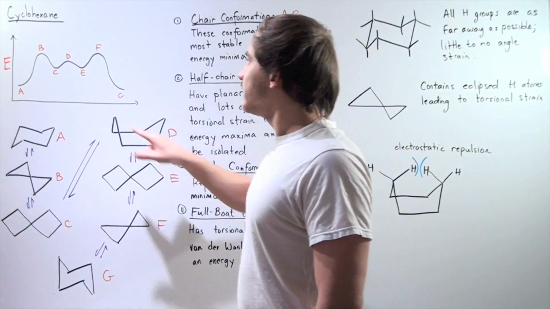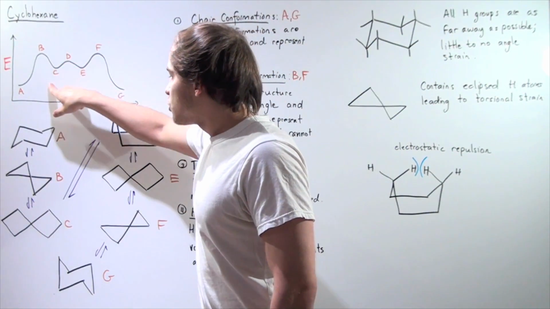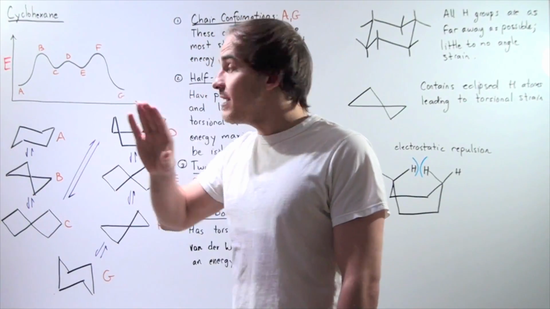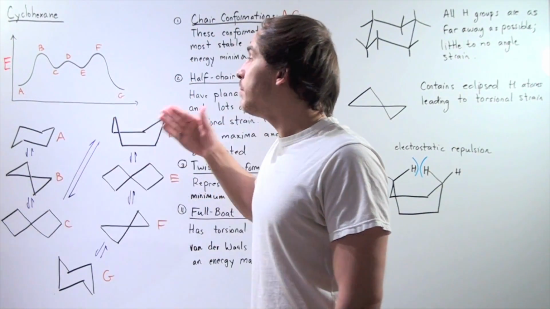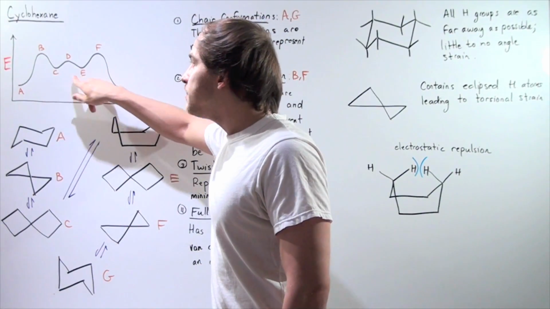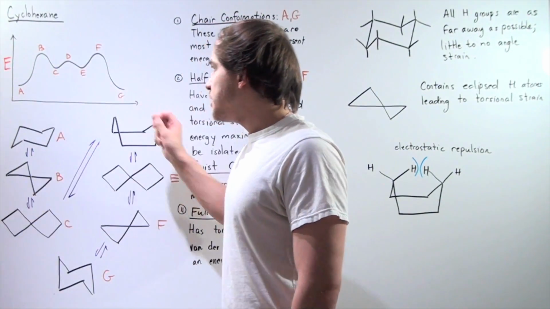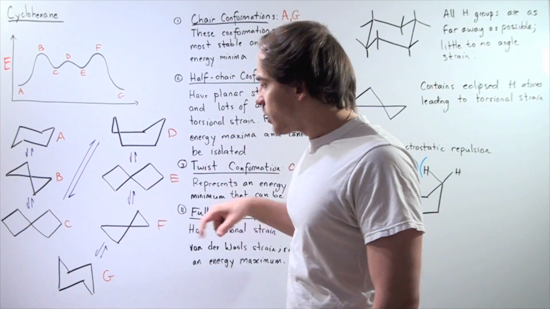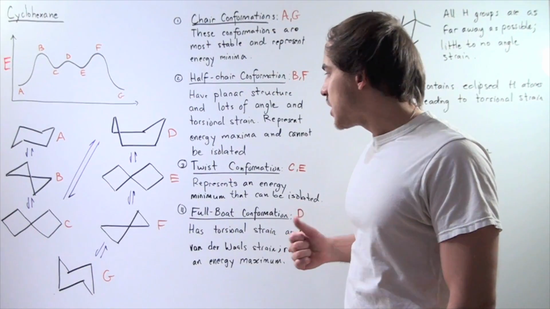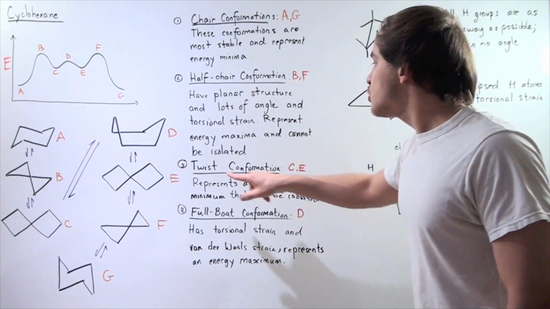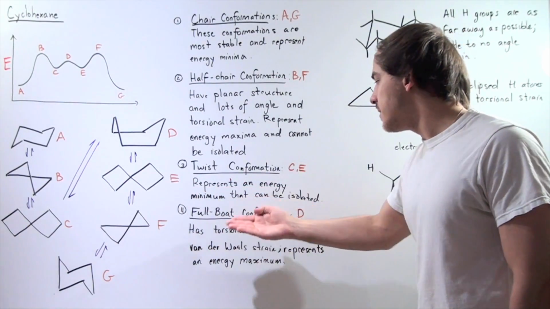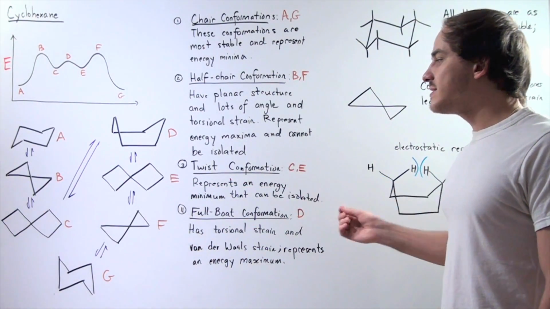So now let's look at C and E. C and E are energy minima. They're higher in energy than A or G, but they're still energy minima. And that means they can be isolated like A and G can. C and E are given by the following 2 structures, which look like bow ties. And these are known as twist conformations. Once again, they represent energy minima, and they can be isolated.